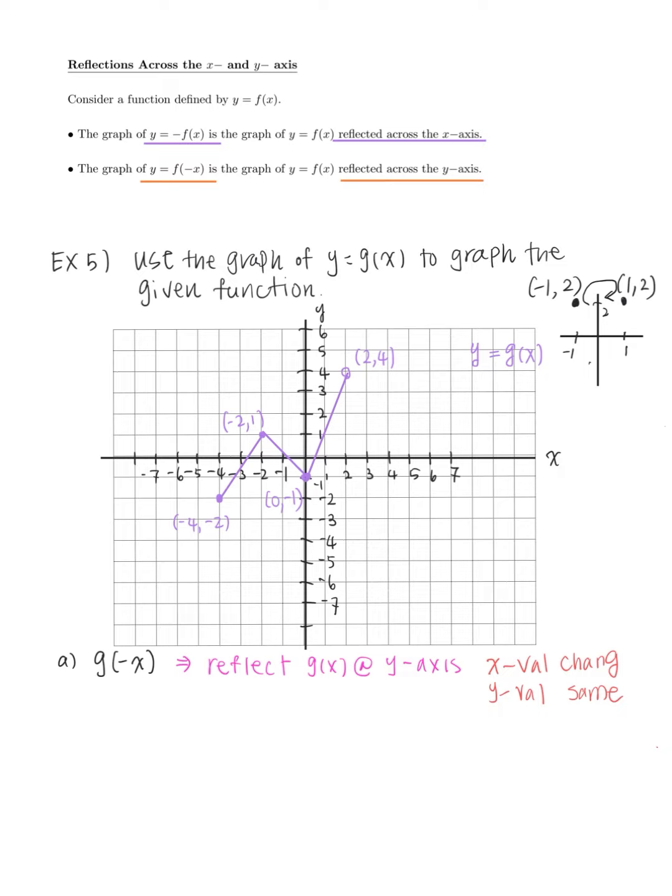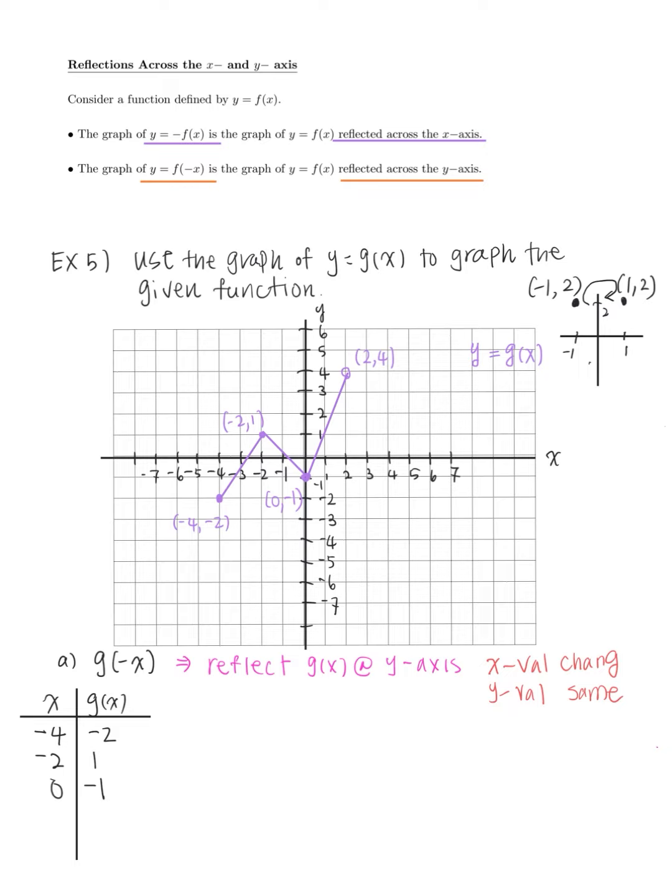So let's first make a chart for x and g of x. The first point is given by (-4, -2). So when x is -4, the corresponding y value is -2. So let me just write that out. Here we're going to have a -4 and -2. And the next point is right here. We got (-2, 1). So here, let me just write it as -2 comma 1. And the next one will be (0, -1).